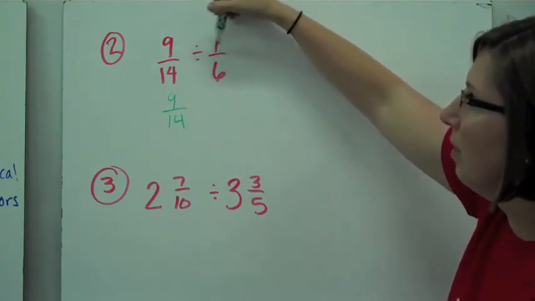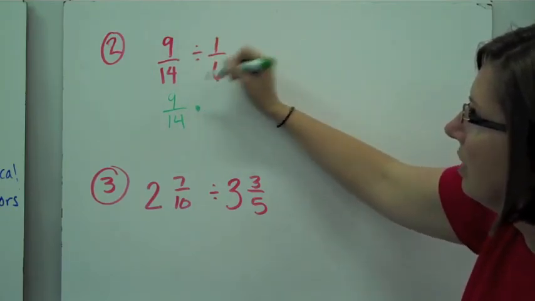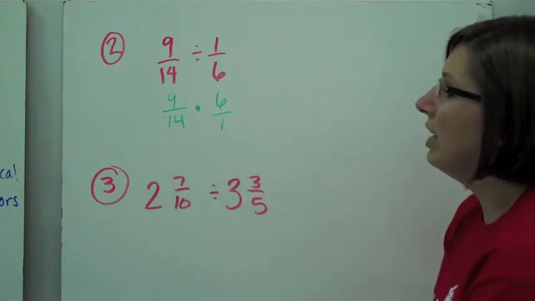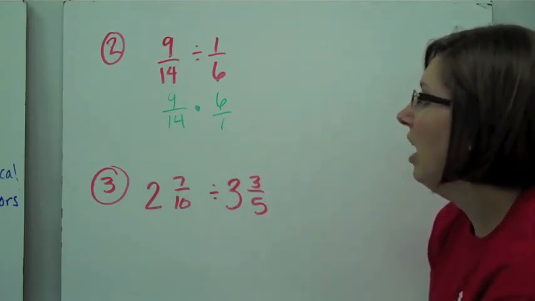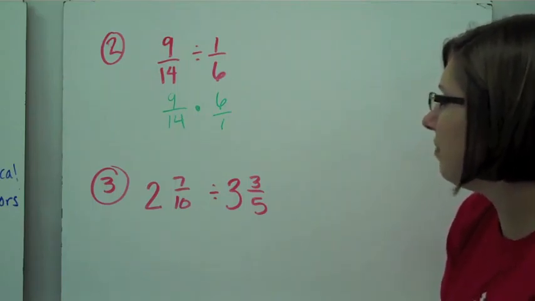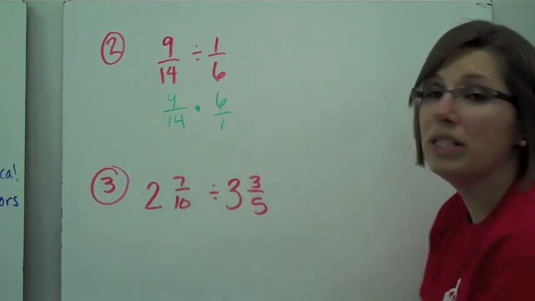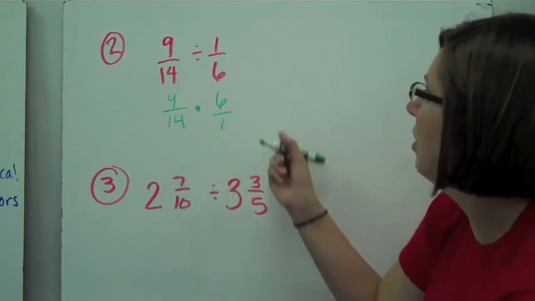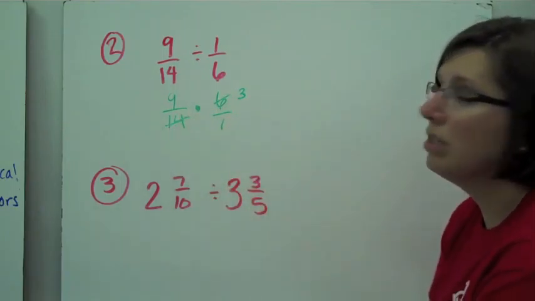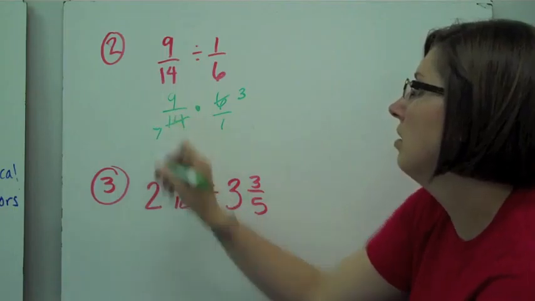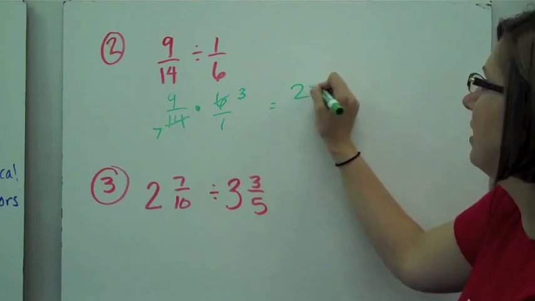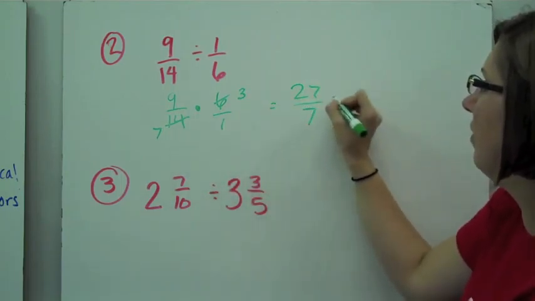We've got 9/14 divided by 1/6. I kept that one the same, changed division to multiplication, and flip this over. I've got 6/1. That's fine. I look to see if there's anything I can cross cancel. Not really. Oh, wait. 6 and 14 are even, so I know that 2 goes into both. 2 goes into 6 3 times. 2 goes into 14 7 times. That worked out. 9 times 3 is 27. 7 times 1 is 7.